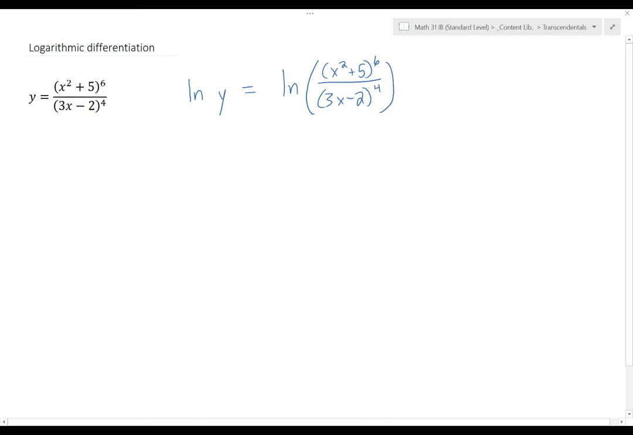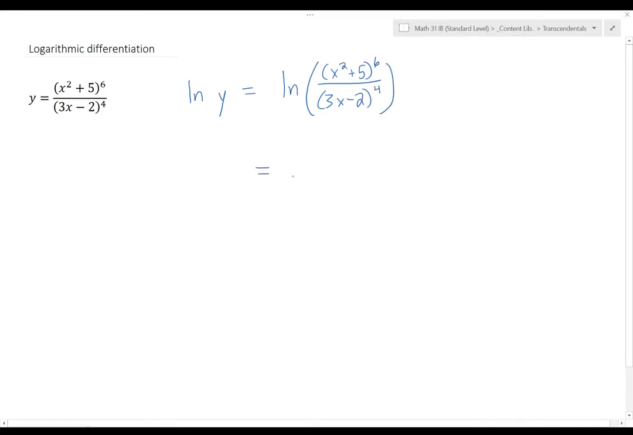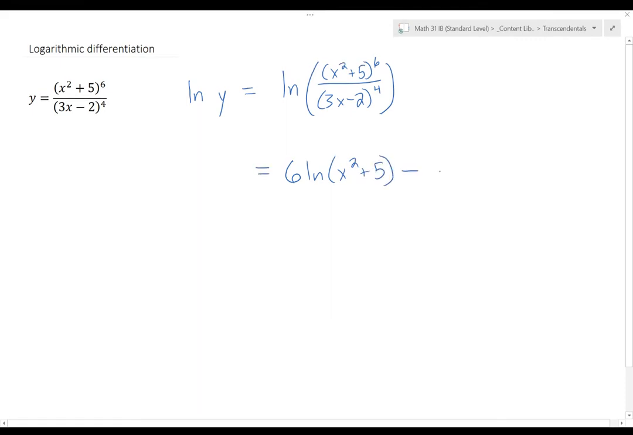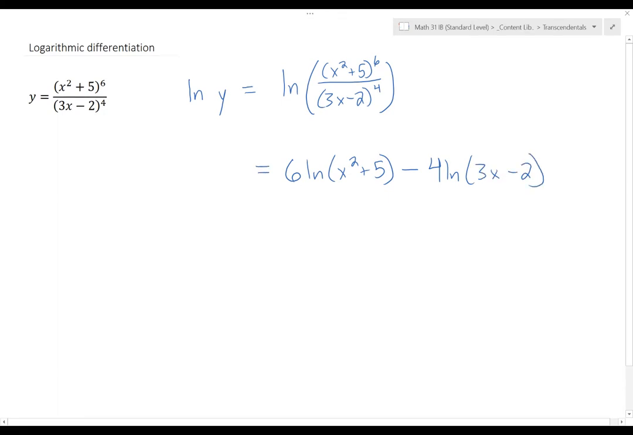But now because of log laws, I can turn this into 6 ln of (x squared plus 5) minus 4 ln of (3x minus 2), which doesn't involve quite as much differentiation. I don't have to deal with quotient rule. The chain rule is a little simpler to deal with here.